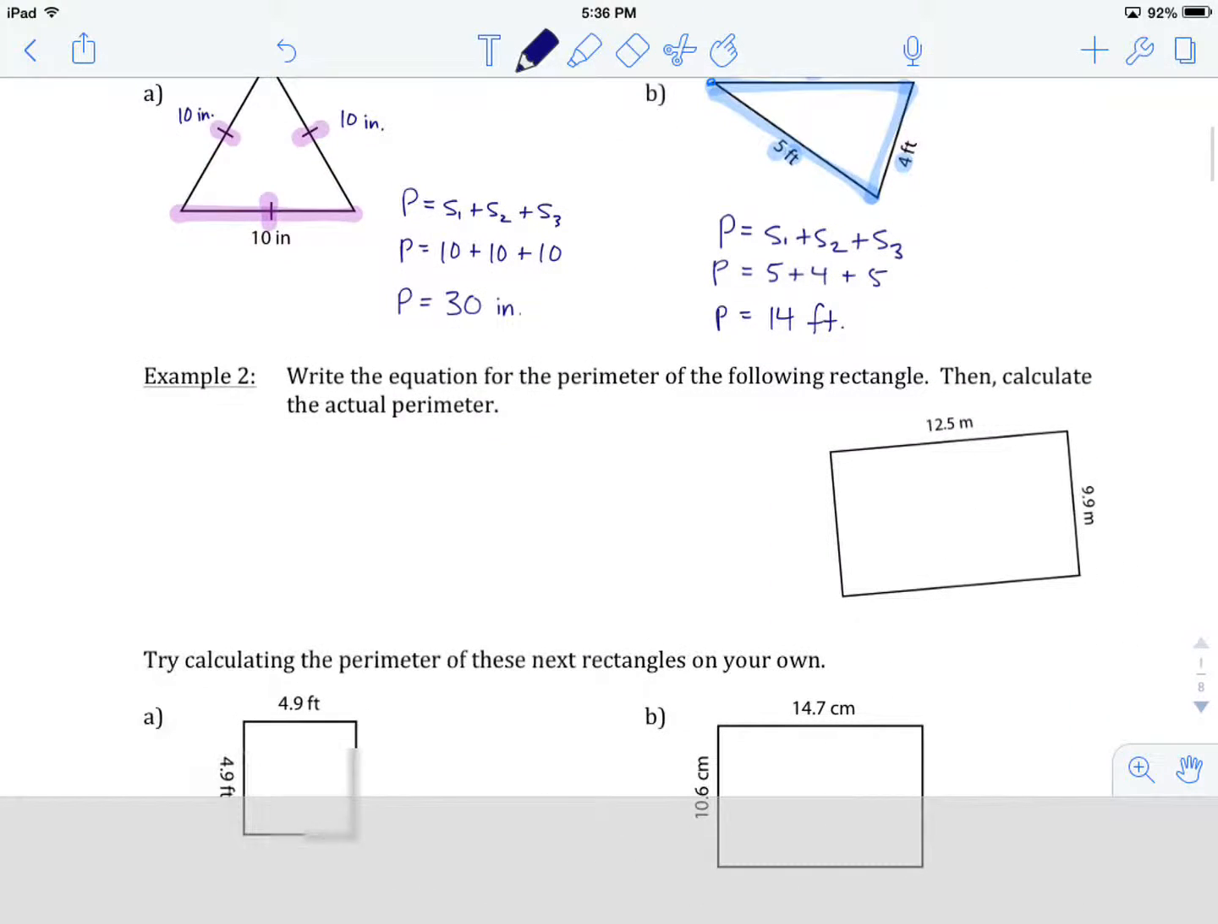Let's move on to example 2. Example 2 is going to deal with another type of polygon. Example 1, we were working with triangles.